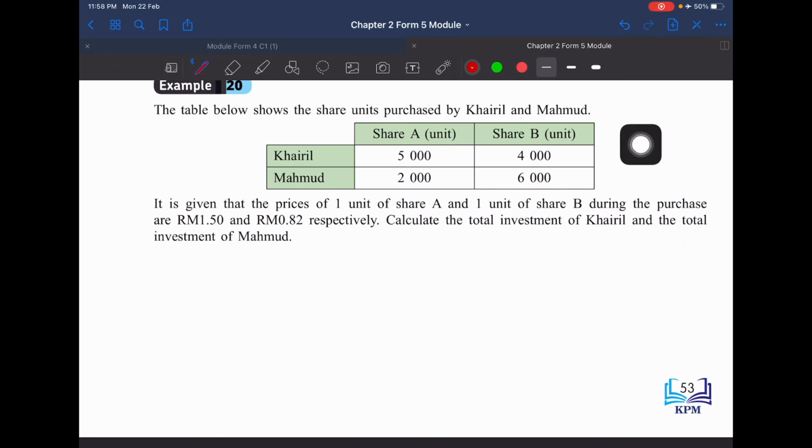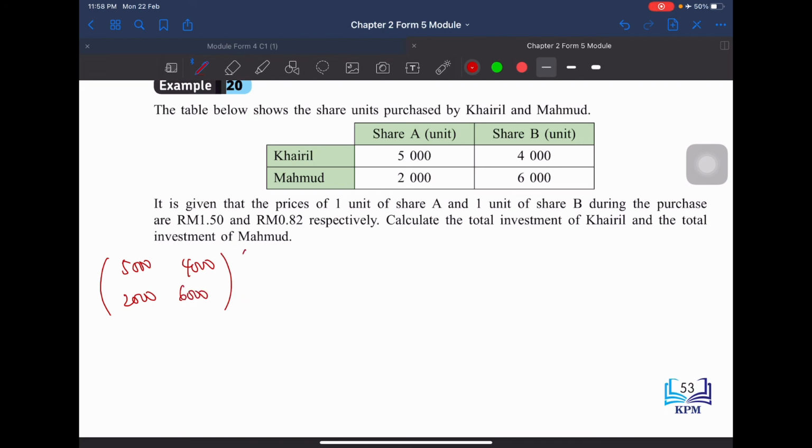Okay, so how to solve it? We know that in order to get the total value in price, in ringgit, of the share units, you need to multiply the number of units with the prices, right? So what can you do? First you convert this table into matrix form. So you get 5,000, 4,000, 2,000 and 6,000. And the price of each unit for A is 150, for B is 82 cents.